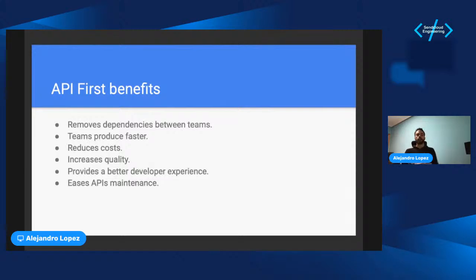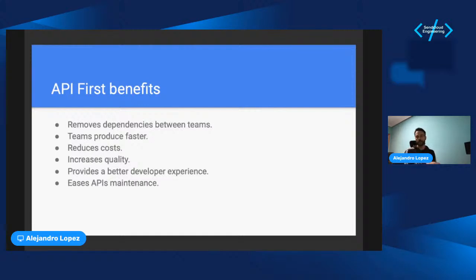So in order to summarize what we are seeing, and in order to finish this talk, I wanted to enumerate some of the benefits of the API first approach. As we've seen, it can help you remove the dependencies between your development teams, because you can mock things and you have a contract in advance about how the communication between those teams and those products will happen. So you can prepare everything in advance. Considering that, of course, teams can produce faster because they have more information in advance.